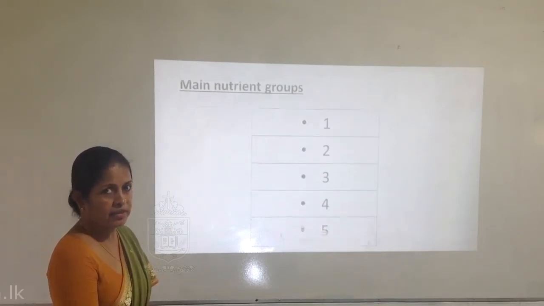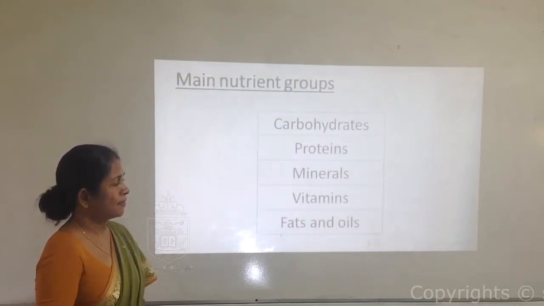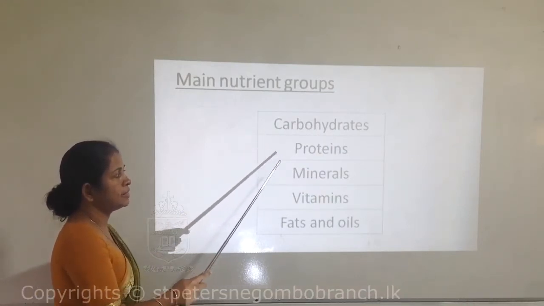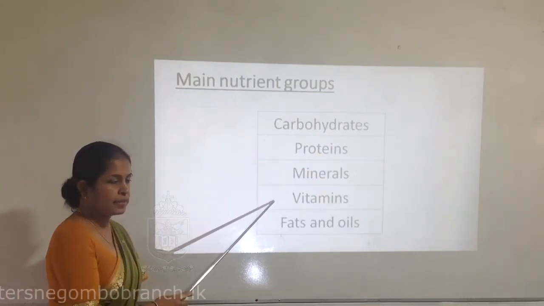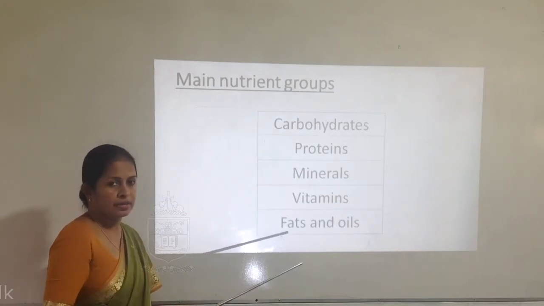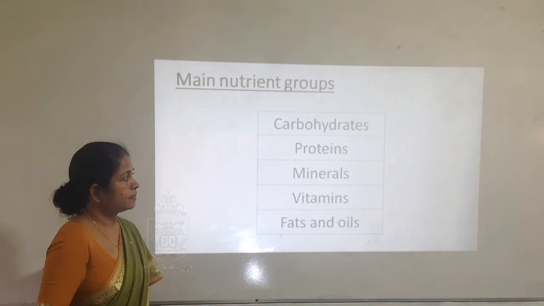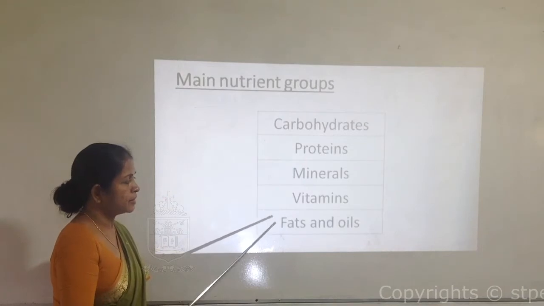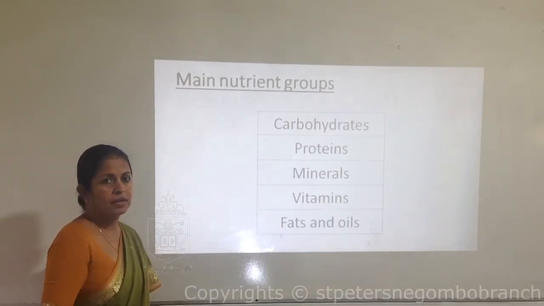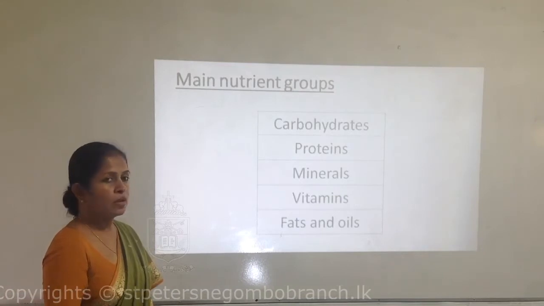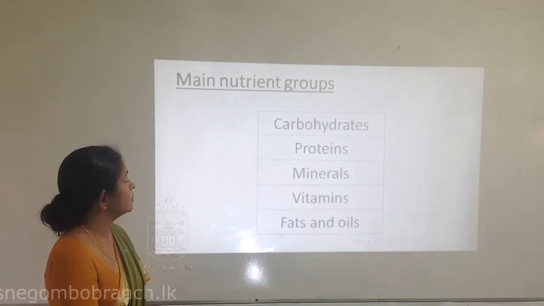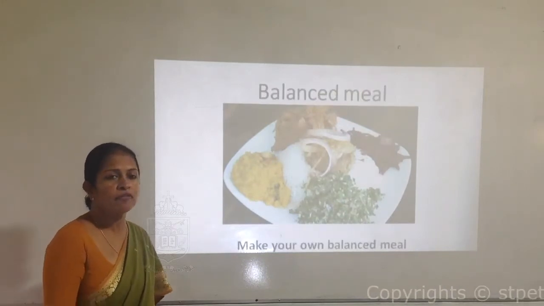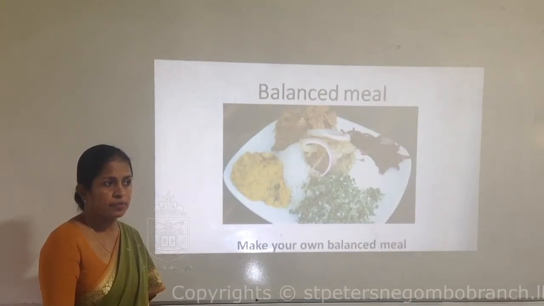Let's see what they are. Carbohydrates, proteins, minerals, vitamins, fat and oils. I hope you can remember all these 5 nutrition groups. Now we know there are 5 main nutrition groups.